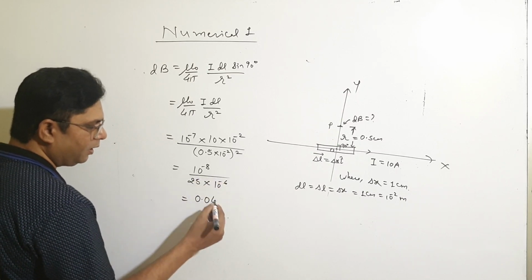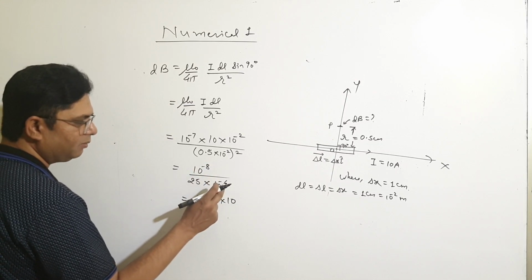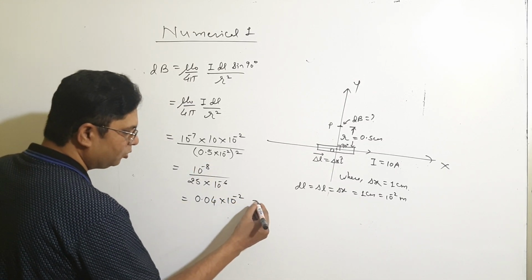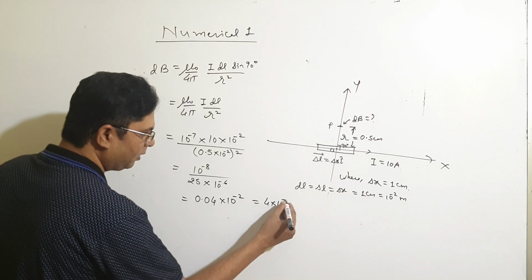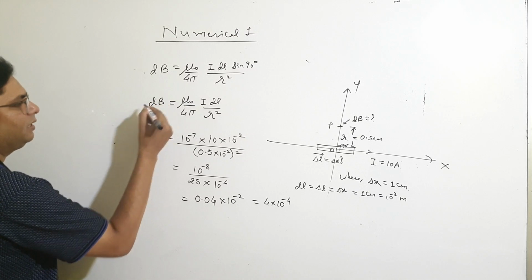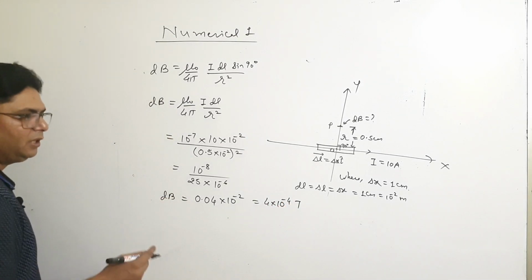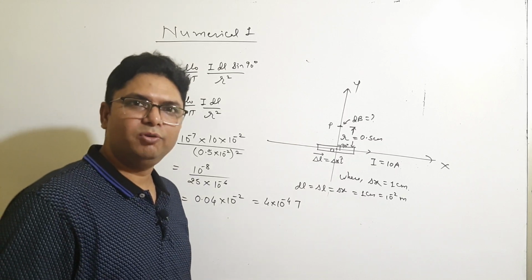So 1 upon 25 is equal to 0.04 into 10 to the power. When it moves to the upside, you have minus 8 and minus 6, so you have minus 2. So you can write 4 into 10 to the power minus 4. This is how you find the magnetic field dB, so it is in Tesla. So your answer is dB equals 4 into 10 to the power minus 4 Tesla.